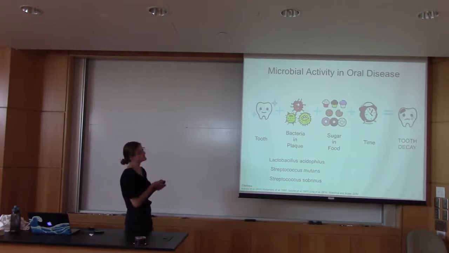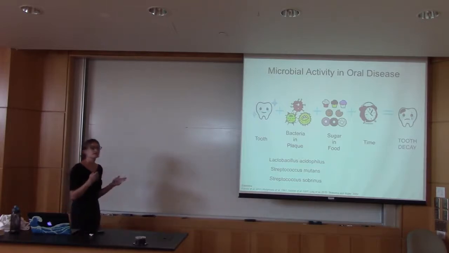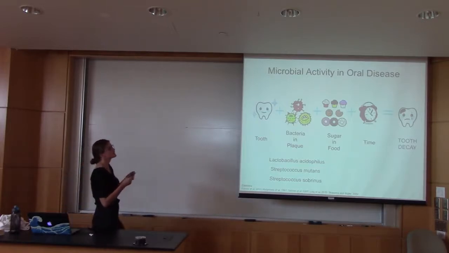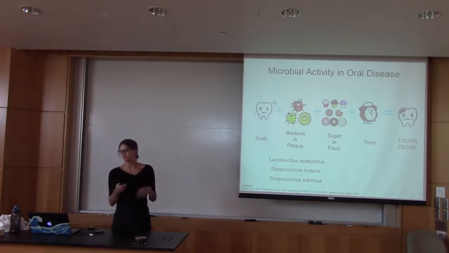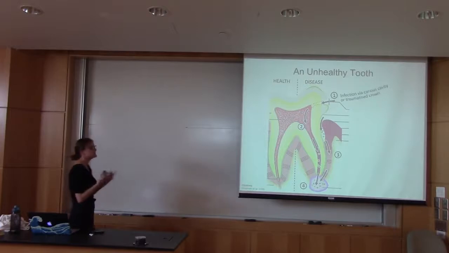So over time it leads to tooth decay, a sad tooth. Now, how does the oral microbiome and these diseases that occur there really transfer to the rest of the body? Well, there are a couple different ways that can happen. The first is via dental caries.